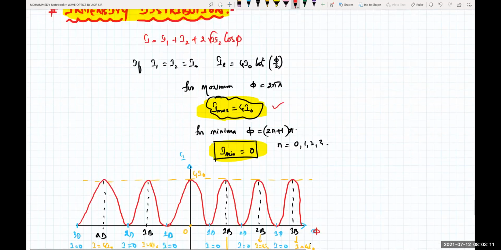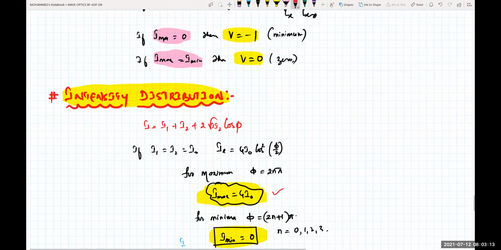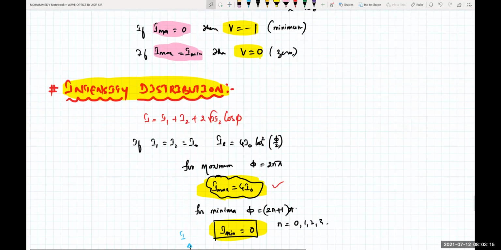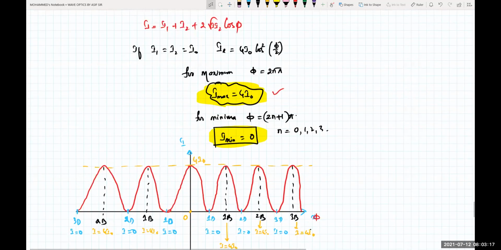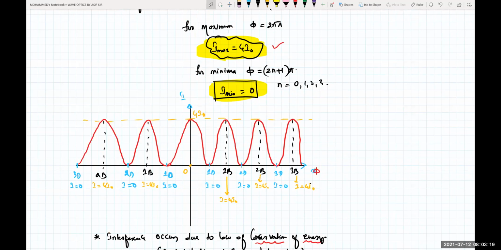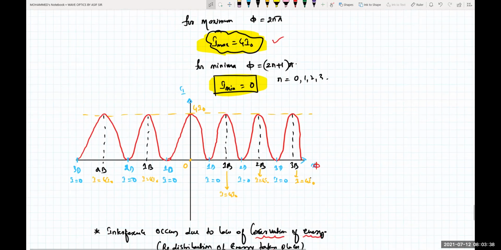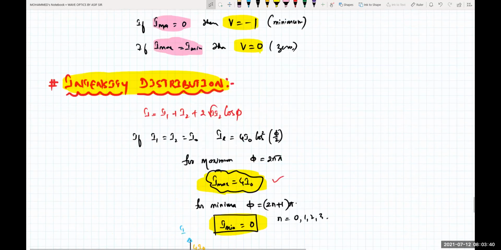So please try to go through this one. Intensity distribution is based upon which law? It is based upon the law of conservation of energy, in which energy is going from constructive to destructive, destructive to constructive, and there is no loss of energy in these conditions. So it is just redistributing the energy. That is the reason it is becoming first 4I0, then 0, again 4I0, again 0, again 4I0. So when you do the experiment, the intensity is always found to be constant. That is the reason for the yellow dotted line I have drawn in the above direction. Okay, so this was some of this.